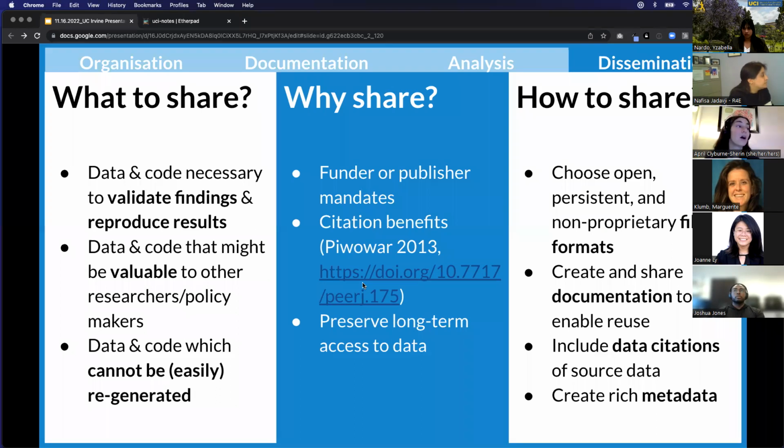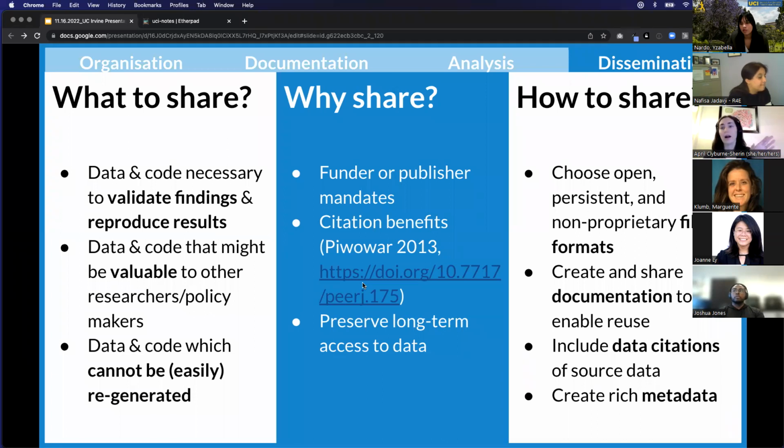And then also any data and code which is not easily regenerated. So sometimes there's a data set that was built either over a long period of time or in really rare circumstances or expensive circumstances. And we don't want to be, as a community, having to remake the wheel over and over again. So these are good indications that you should think about sharing those materials.